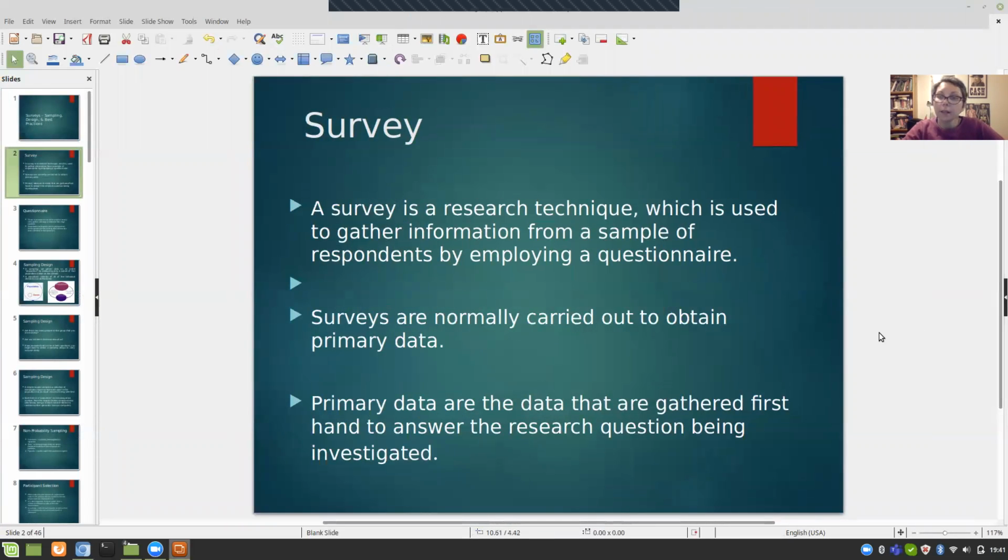A survey is a research technique that's used to gather information from a sample of respondents by employing a questionnaire. This essentially means, all of you have probably done surveys. Hopefully you're filling out your census. That is a type of survey. And so you received a questionnaire in the mail in that case, right? And you may have gotten a code to go online and fill it out.